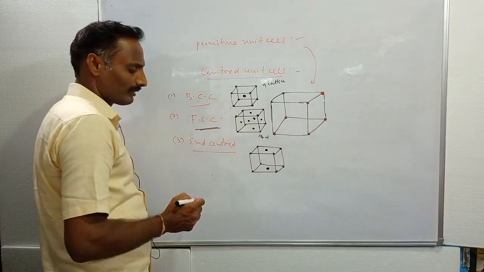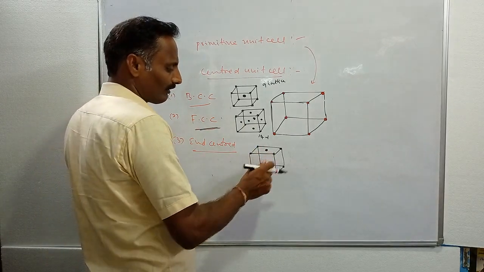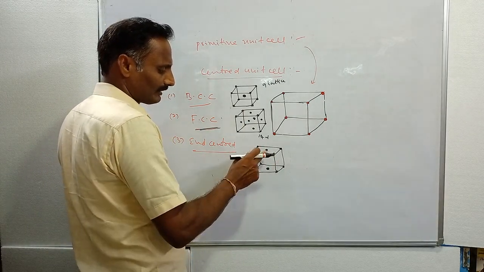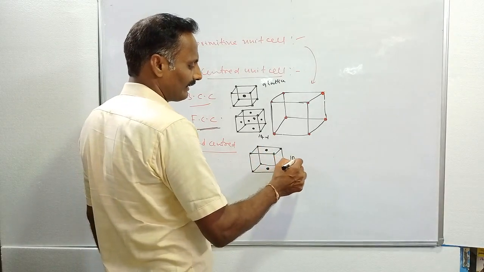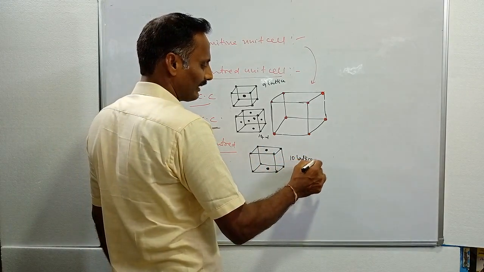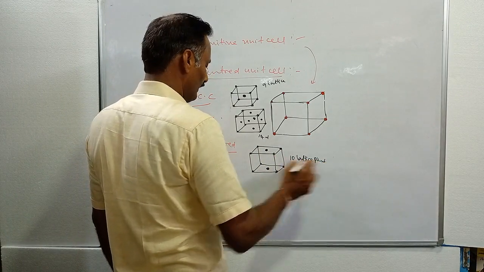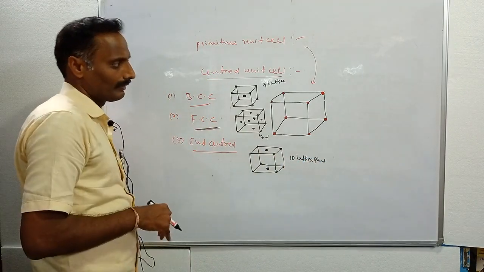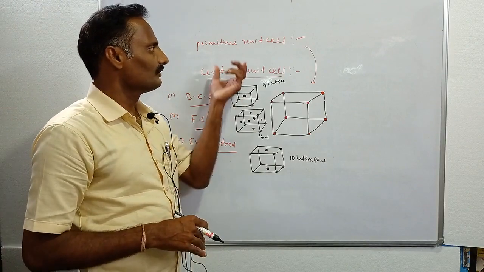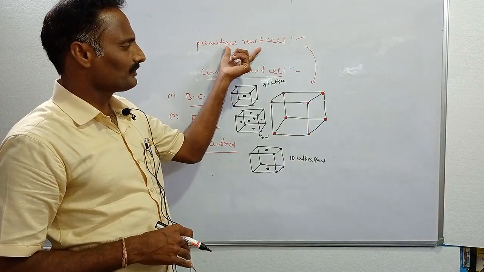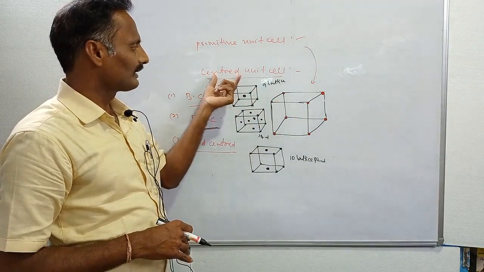Then how many lattice points are there in total? 8 corners have 8 lattice points. In addition to 8, 2 at the 2 faces, then we have 10 lattice points. There are 10 lattice points in an end centered unit cell. Okay, these are the types of unit cells. Unit cells are of 2 types: one is a primitive unit cell, the other is a centered unit cell.